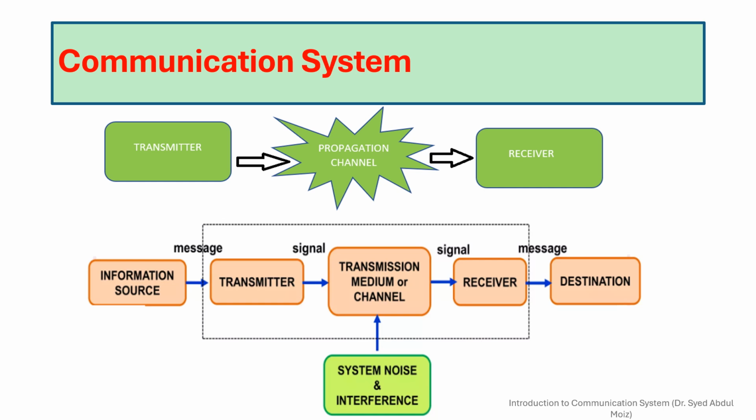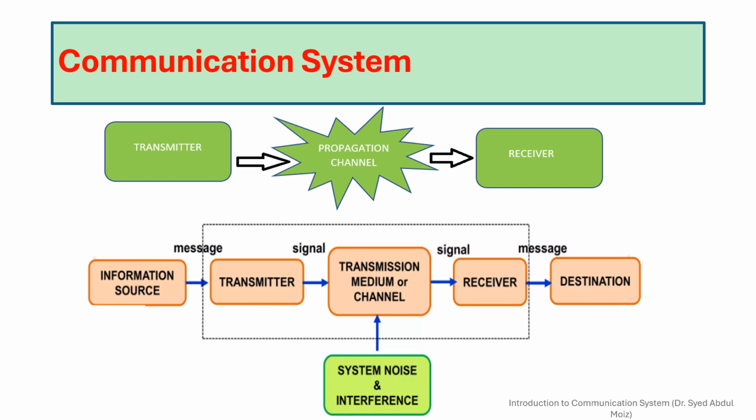The transmission medium or channel is the pathway the signal travels through between transmitter and receiver. This medium can vary depending on the type of communication. For example, it may be air for radio waves, cable for electrical signals, or optical fiber for light signals. It's important to note that the medium can introduce interference or noise, which may distort the signal. Managing this noise is crucial for ensuring clear communication. After traveling through the medium, the signal reaches the receiver. The receiver's role is the reverse of the transmitter. It takes the signal and converts it back into a form that can be understood.